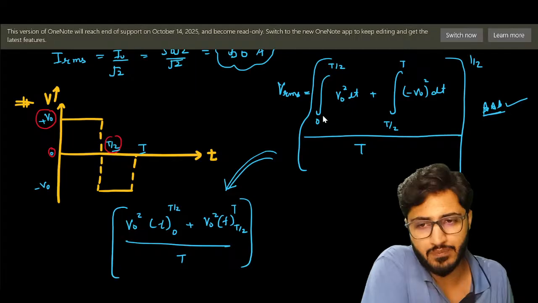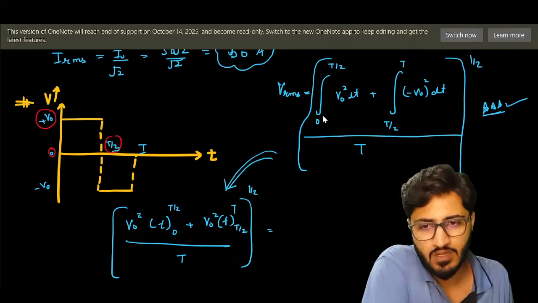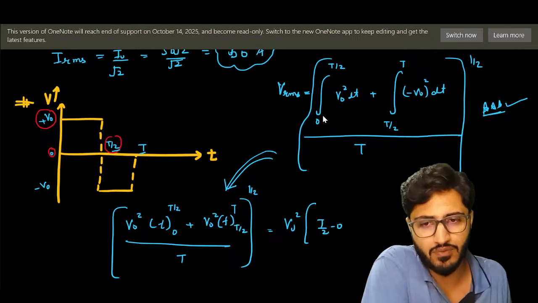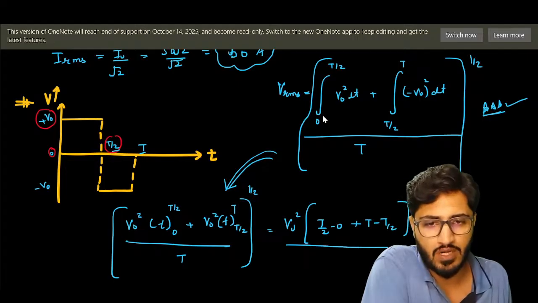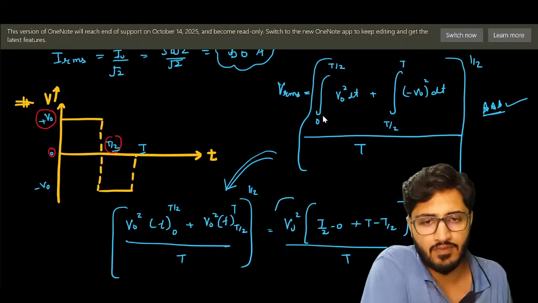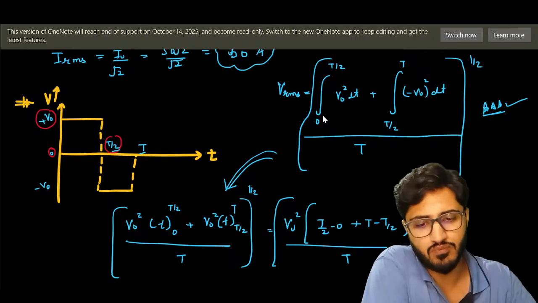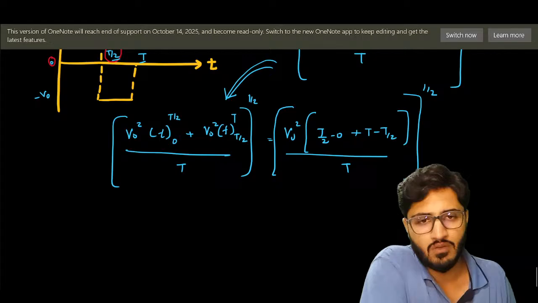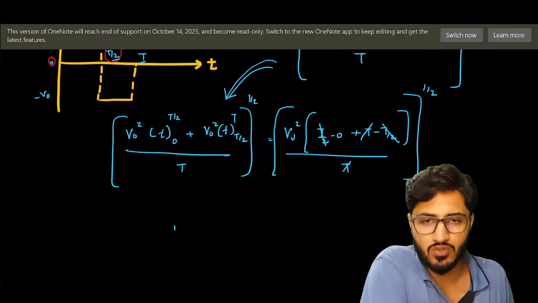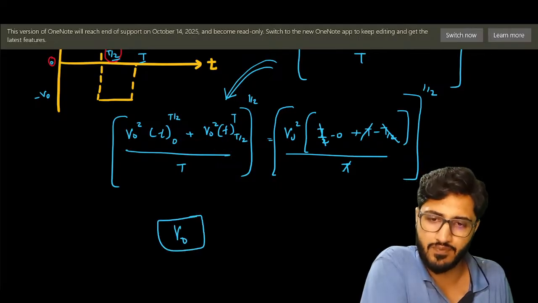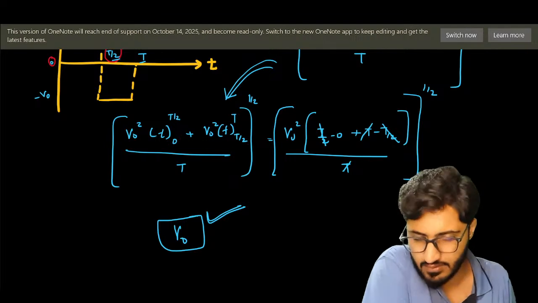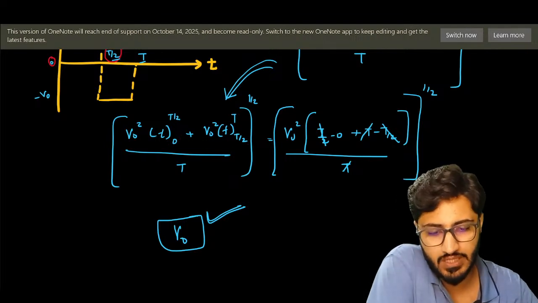Then it is 1 by 2. So I will take V naught square outside. Then we are having upper limit t by 2 minus 0, plus t minus t by 2, whole divided by t. Then it is 1 by 2. Done. This cancels out. So my answer came out to be V naught only. This one is my answer, V naught only.